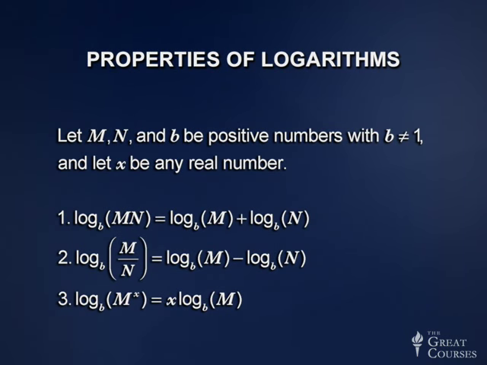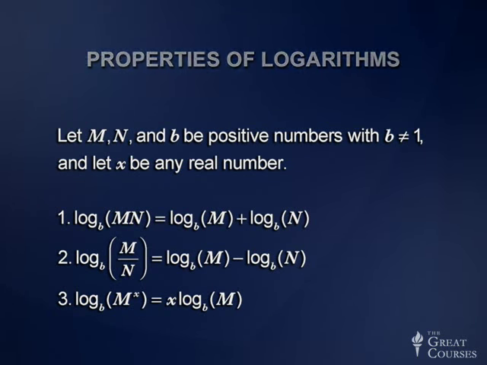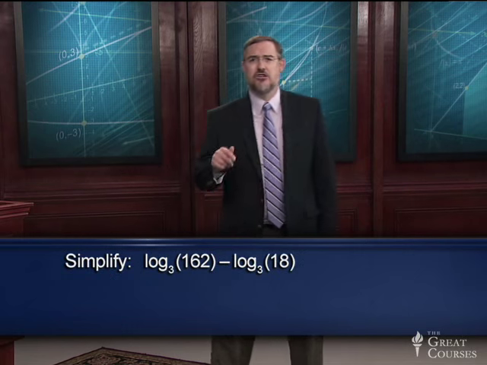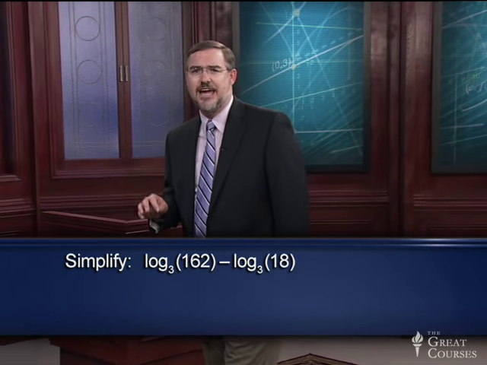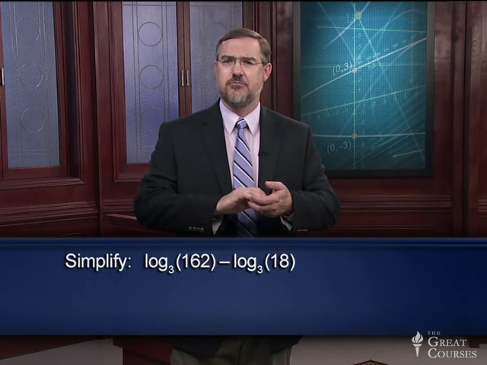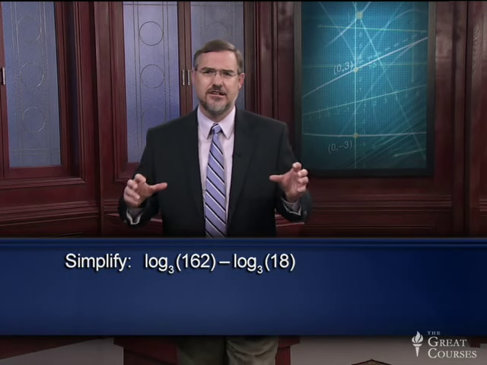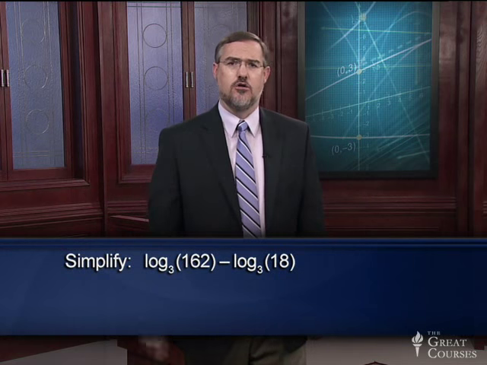Now, these properties are really useful when you're trying to simplify expressions that involve logarithms. So I'd like to spend a few moments looking at some examples where we combine values of logarithms using these properties. So let's look at this one together. Write the log base 3 of 162 minus the log base 3 of 18 as one logarithm and simplify as much as you can. So the idea here is to take that difference of two logs and actually try to write it as one logarithm.